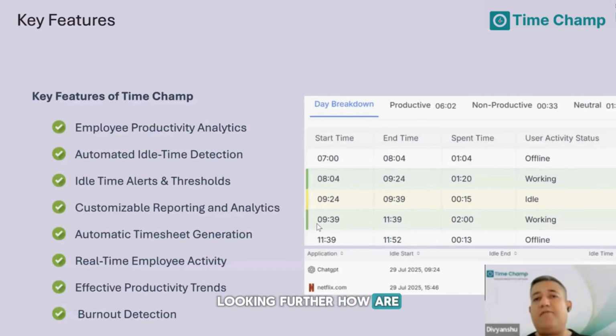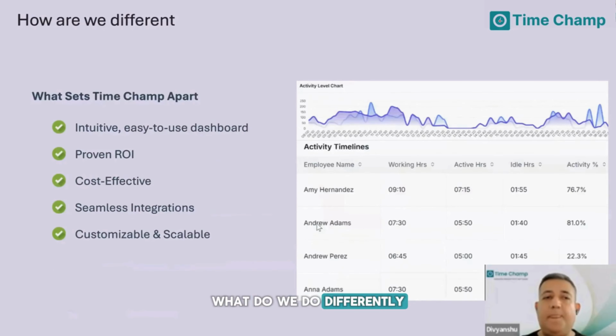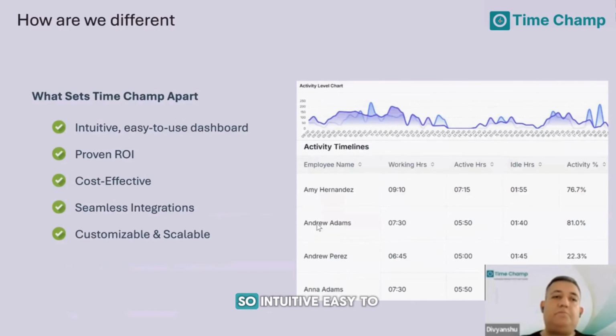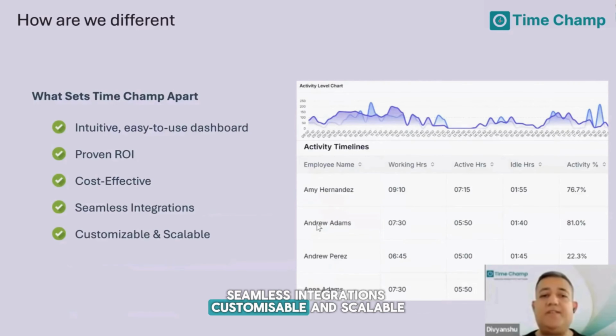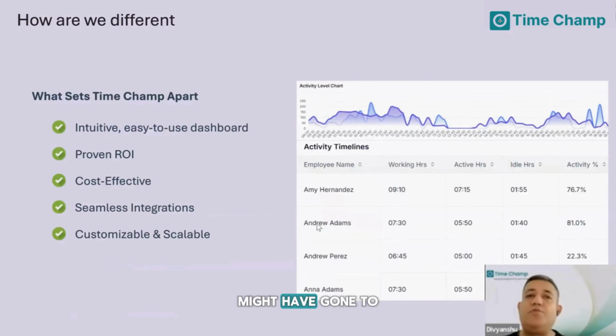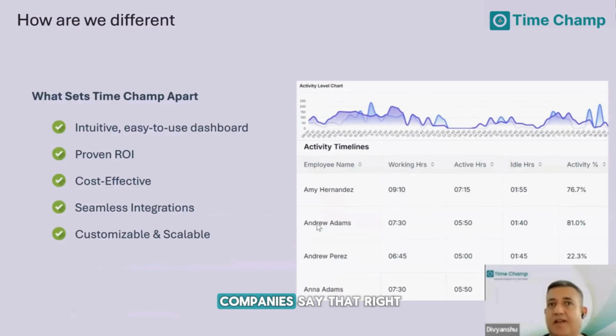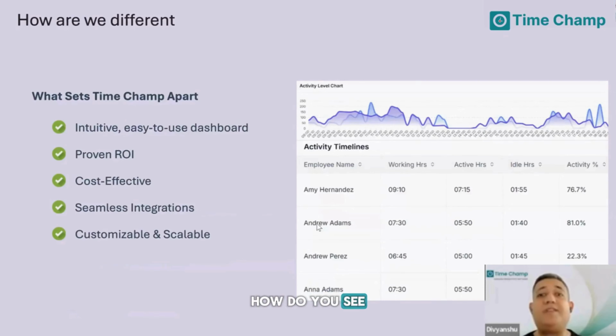Looking further, how are we different? What do we do differently? Okay, what sets TimeChamp apart? An intuitive, easy-to-use dashboard, proven ROI, cost effective, seamless integrations, customizable and scalable. You might have gone to many webinars and many companies say that, right? So how do you actually agree to it? How do you see that yes, this is what the reality is?